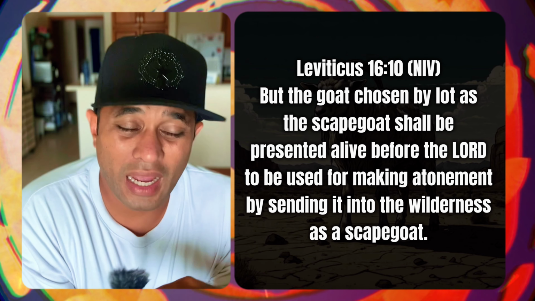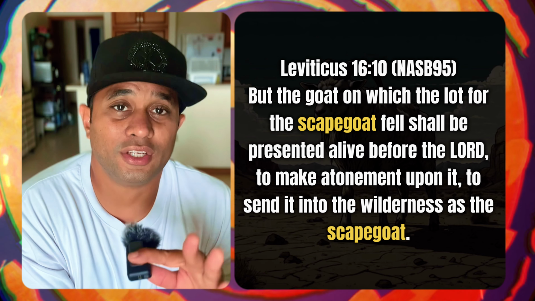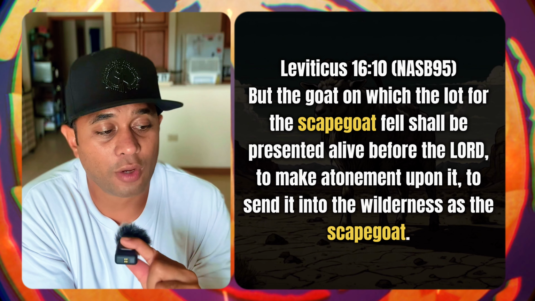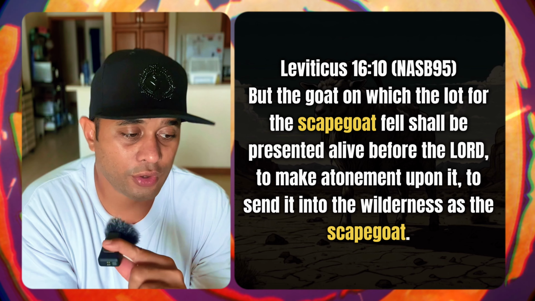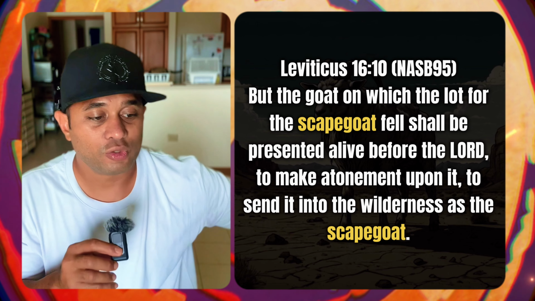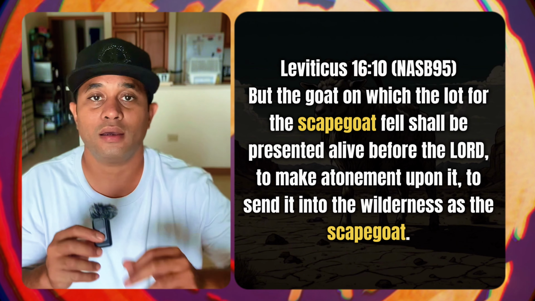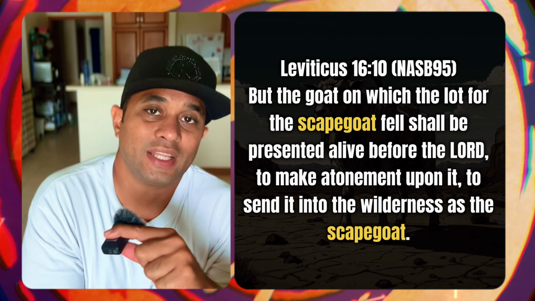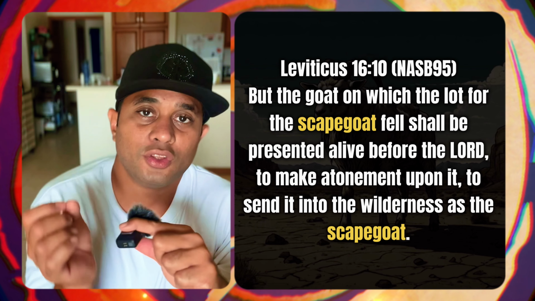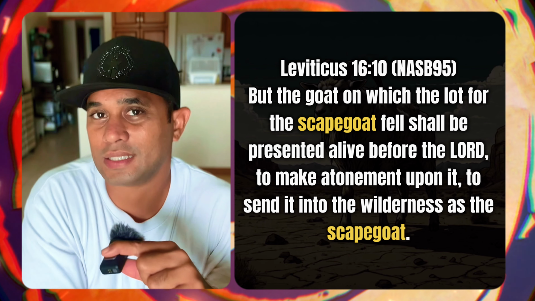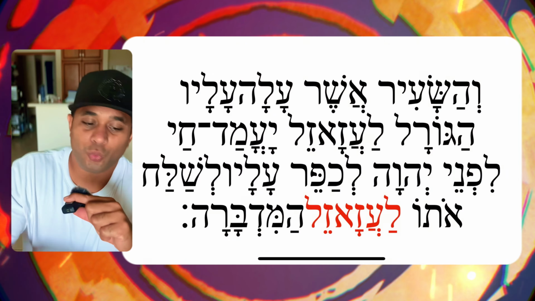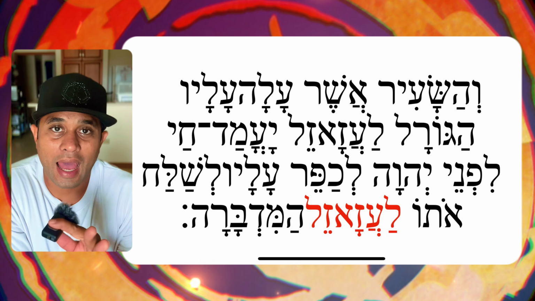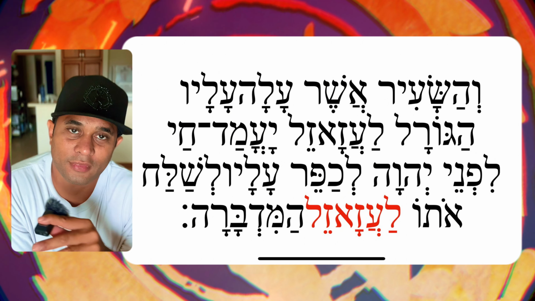New American Standard Bible, this is the 1995 edition. But the goat on which the lot for the scapegoat fell shall be presented alive before the Lord to make atonement upon it, to send it into the wilderness as the scapegoat. The issue here is that in the Hebrew, the word scapegoat is not there. The original is not scapegoat. It's actually La Azazel. Okay?